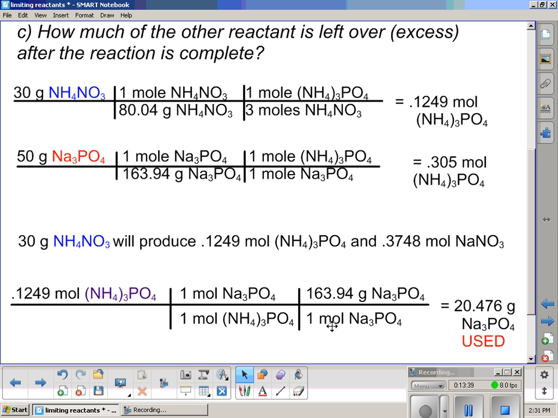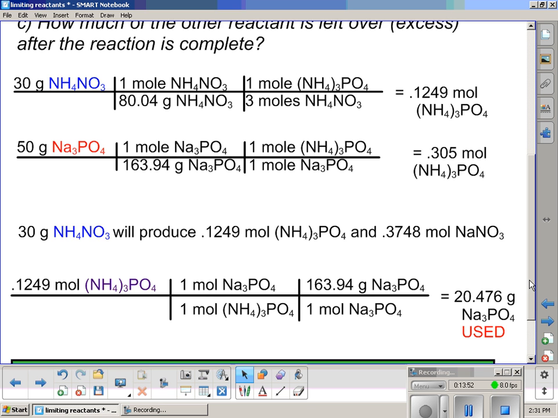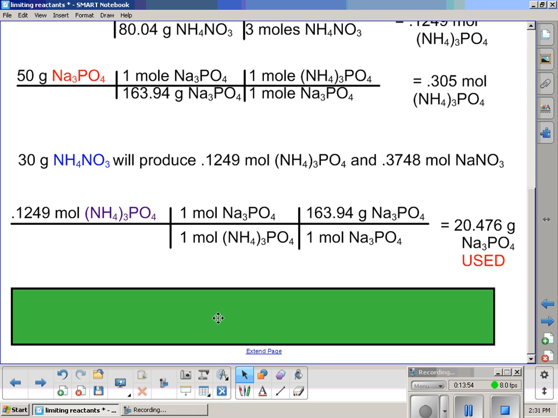Okay, and you do your unit conversion to grams of sodium phosphate, molar mass over 1 mole. Pushing buttons on a calculator, you have 20.476 grams of sodium phosphate were used in the reaction. And finally, we subtract how much was used from the 50 grams that we started with.